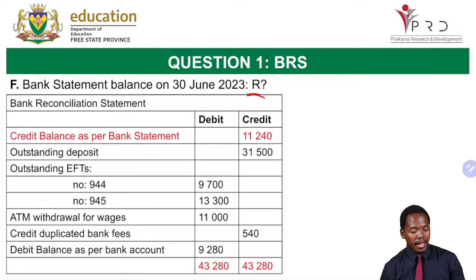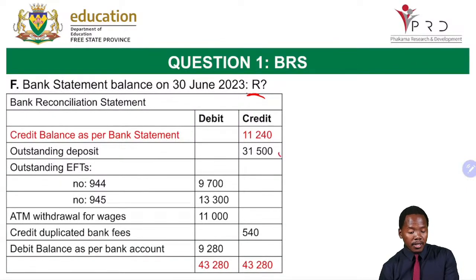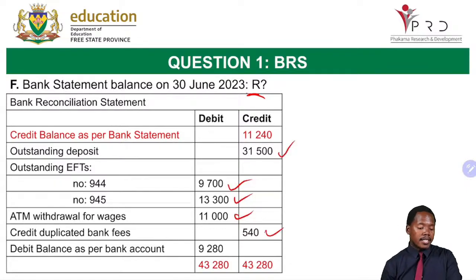We are going to take our credit balance, we are going to take our outstanding deposit as recorded earlier on. Our outstanding EFTs, the two of them have been recorded. The ATM withdrawal for wages has been recorded. The duplicated bank fees has been recorded. The debit balance per bank account has been recorded. Now we're going to balance the two sides and check which side is bigger.